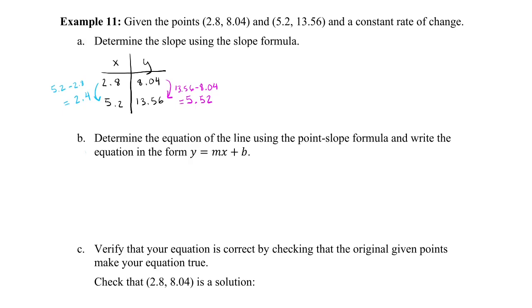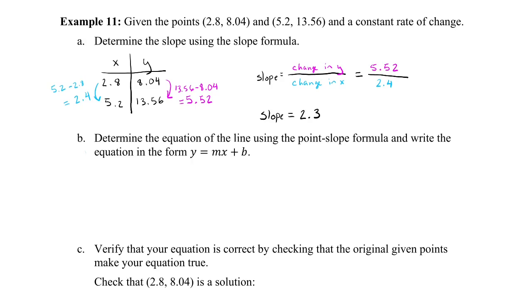The slope, then, is the change in y over the change in x. The change in y, we said in the table, was 5.52. The change in x, we said, was 2.4. And so our slope, doing that division, is 2.3.